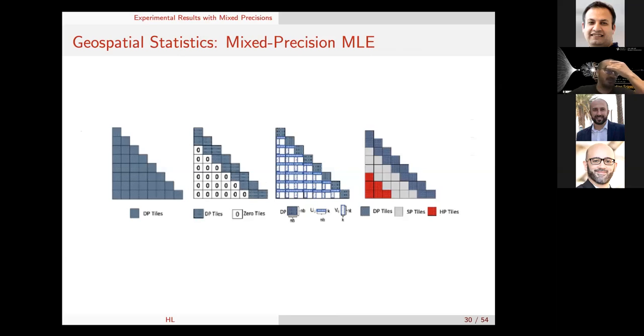Another way to approximate your matrix is to use mixed precision. So we're dealing with covariance matrices. Covariance matrices basically record the interaction between various elements of your problem. And the farther you are from the diagonal of your matrix, the lower the information your tile contains. That just goes with covariance matrices. This is how they are designed, right?